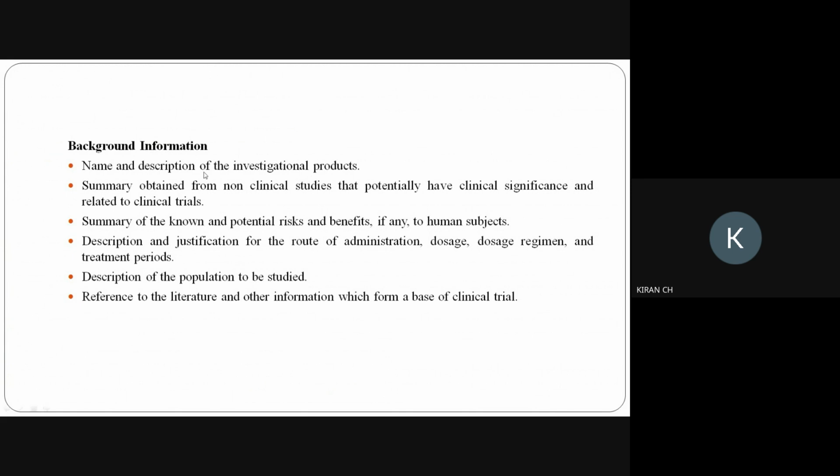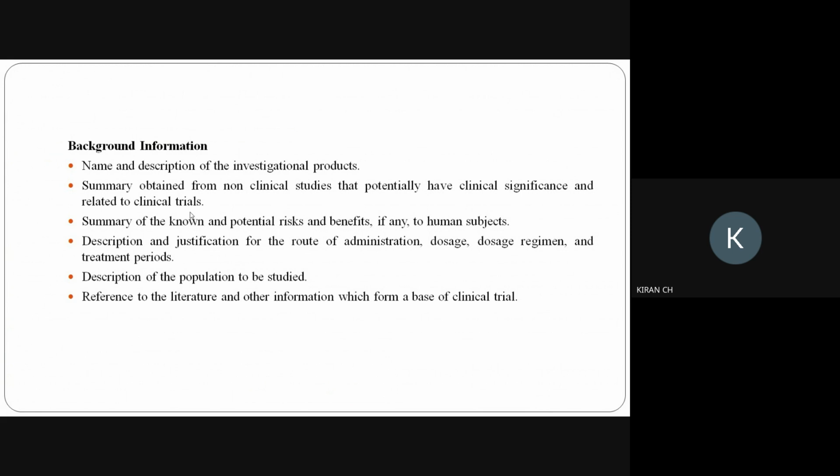Next, summary obtained from non-clinical studies that potentially have clinical significance related to clinical trials. Before conducting the trial in human beings, first we'll conduct the trial in animals, right? So that data, whichever we obtain from the animals, we'll call as non-clinical data. Those studies we'll call as non-clinical studies.